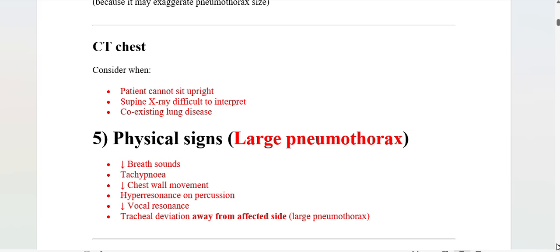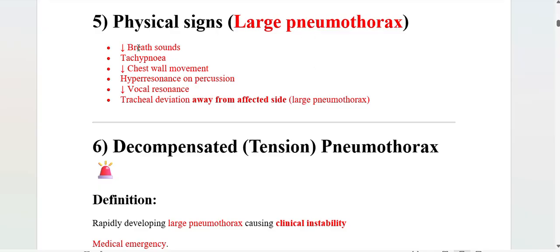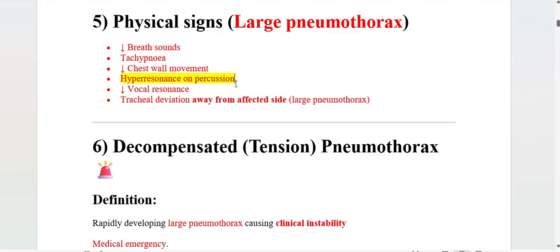And in cases of emergency, tension pneumothorax, we will do the FAST, right? Physical signs for large pneumothorax: breath sounds are decreased, tachypnea, chest wall movements are decreased, hyporesonance on percussion, vocal resonance decreased, and tracheal deviation away from the affected side. In a real AMC exam, they are going to give us all the signs, but remember hyporesonance on percussion, decreased chest wall movements, tachypnea; every single time they give these signs.